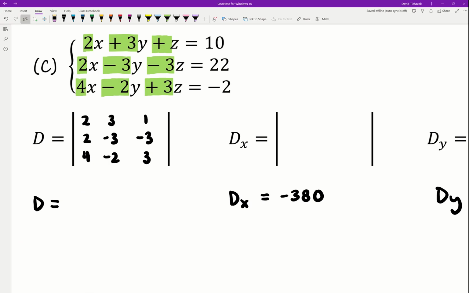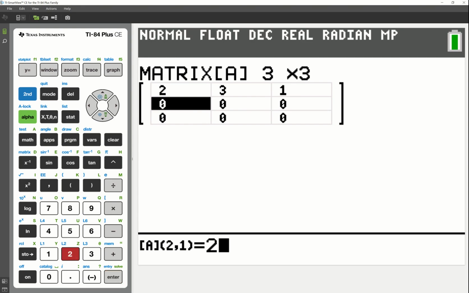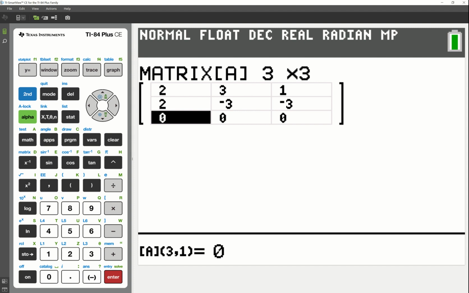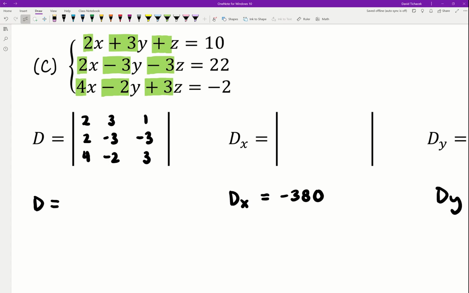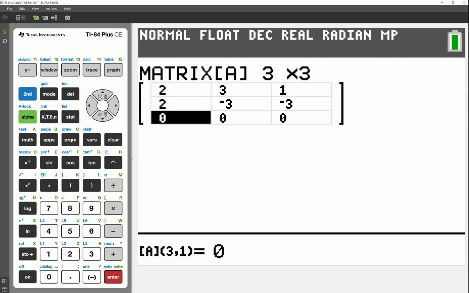Remember, you got to press enter to lock that entry in as you go. The next row down says 2, negative 3, negative 3. So 2, enter, negative 3, enter, negative 3, enter. And then in the last row, we've got here 4, -2, 3. So 4, enter, -2, enter, 3, enter.